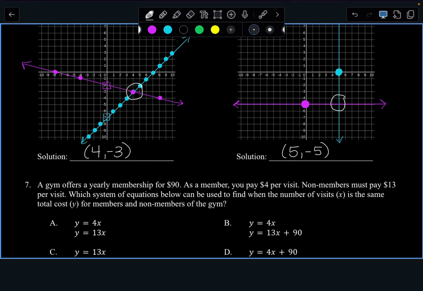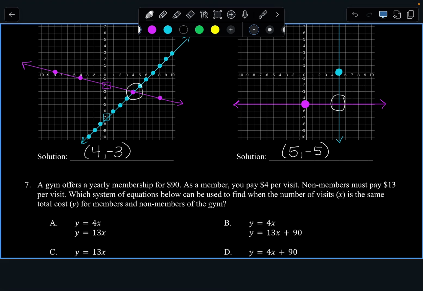A gym offers a yearly membership for $90. That's like a one-time fee, at least one time each year. As a member, you pay $4 per visit. Non-members must pay $13 per visit. Which system of equations below can be used to find when the number of visits, x, is the same total cost, y, for members and non-members of the gym?